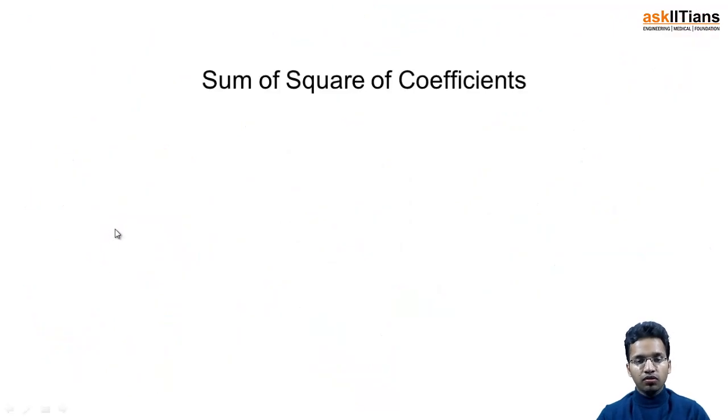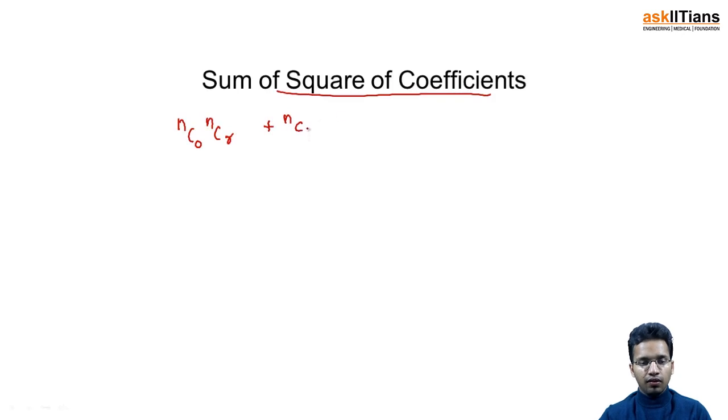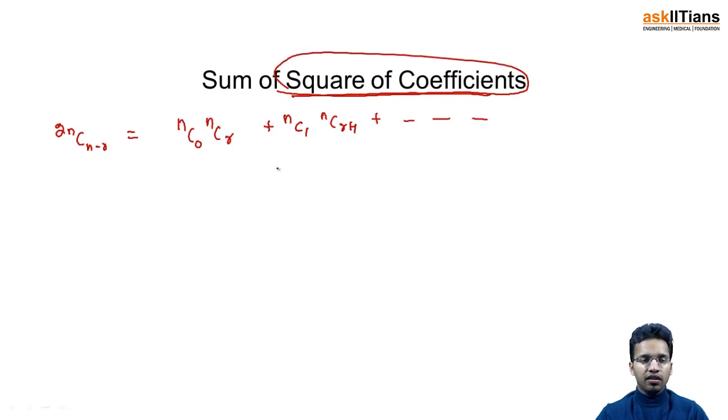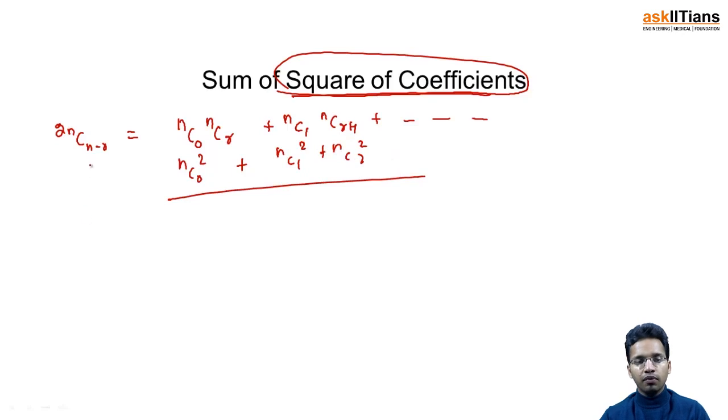Now moving on to the sum of squares of coefficients. Now we had nC0 nCr plus nC1 nC(r+1), plus it goes like this. This was equal to 2nC(n-r). Now if I require the squares of coefficients, I can just put r equal to 0. r equal to 0 will give me nC0 squared plus nC1 squared plus nC2 squared, and like this it will go on. And this will give me from here 2nCn. This is actually the sum of all those things.